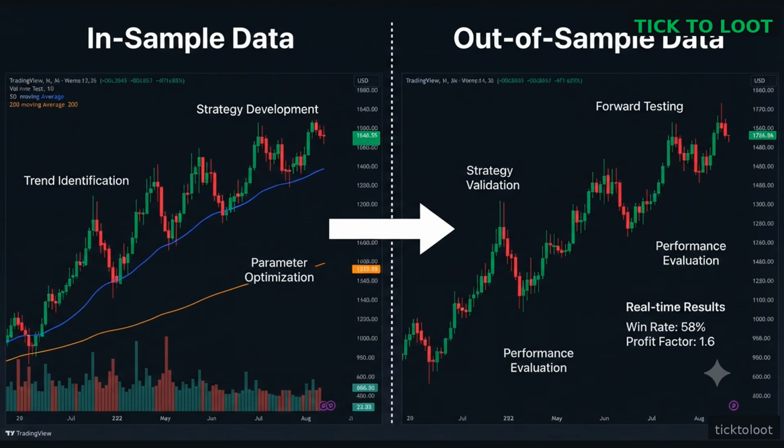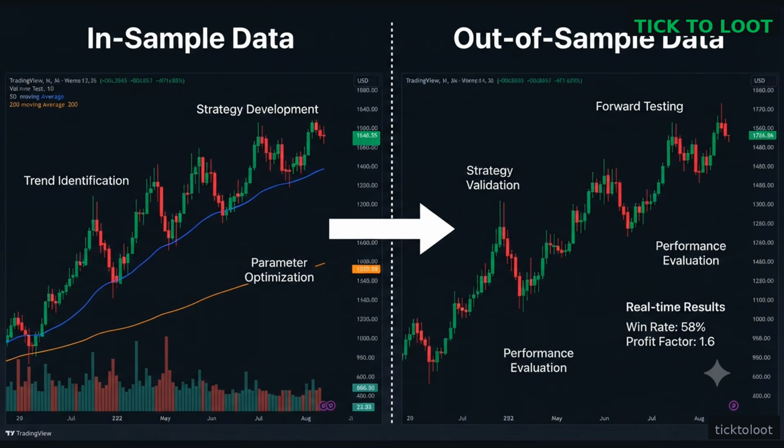Now, let's take a closer look at the difference between in-sample and out-of-sample data. In-sample data is the historical data that you use to develop and optimize your trading strategy. This data is typically split into two parts, a training set and a testing set. The training set is used to train your strategy, and the testing set is used to evaluate its performance. Out-of-sample data, on the other hand, is new, unseen data that your strategy has not been trained on. This data is used to test the performance of your strategy in real-world conditions.